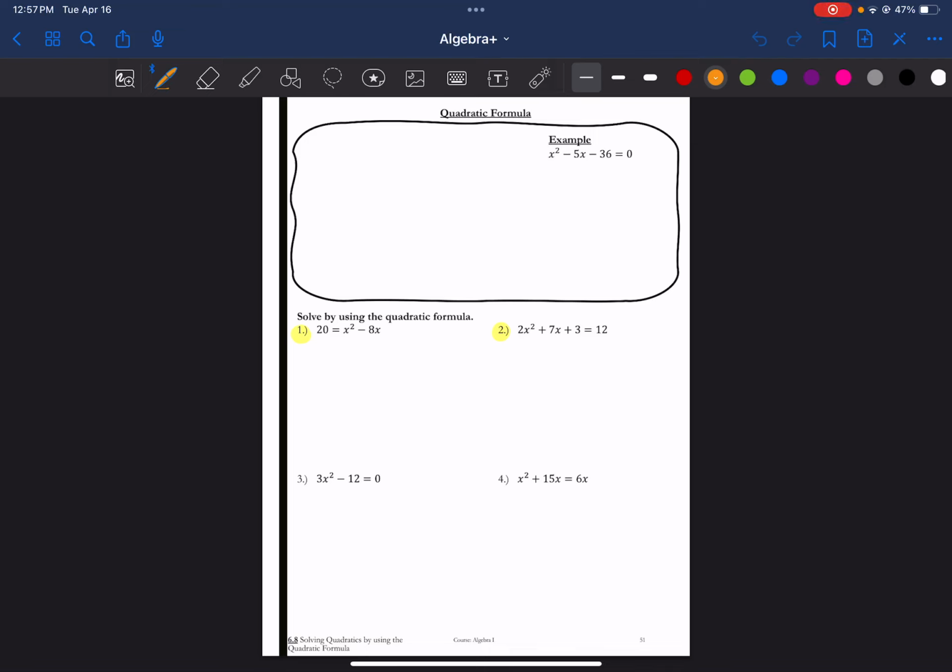Our next lesson is going to focus on the quadratic formula. Sometimes factoring won't work. Sometimes the square roots won't work. Sometimes completing the square won't work. Sometimes you just end up needing a formula so that you can get your answer in a possibly quicker way, depending on if you memorize it.